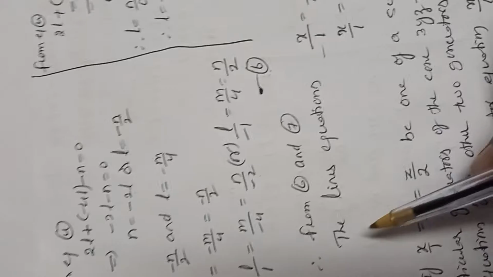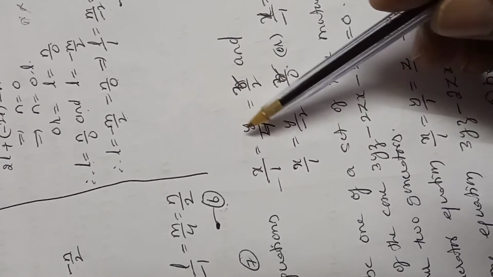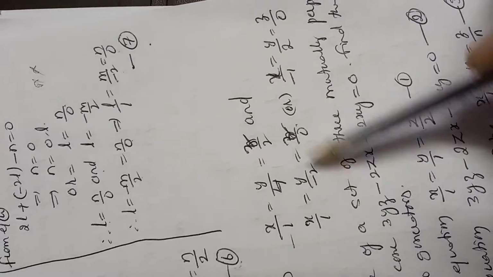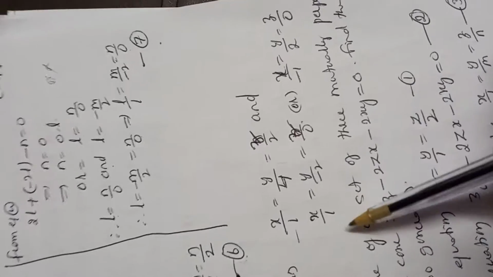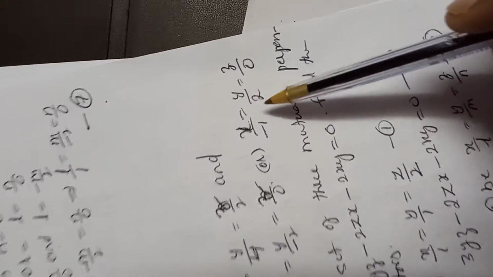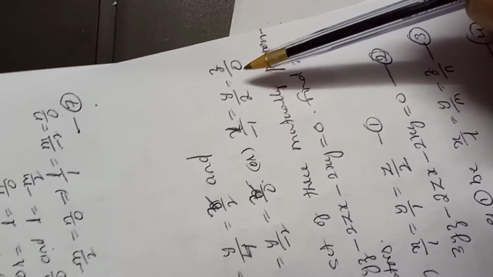From these two equations, the line equations are simply replace L m n by x y z. x by minus 1, y by minus 4, z by 2, and x by 1, y by minus 2, z by 0. Or if you multiply throughout by minus sign, you will get x by minus 1 is equal to y by 2 is equal to z by 0.